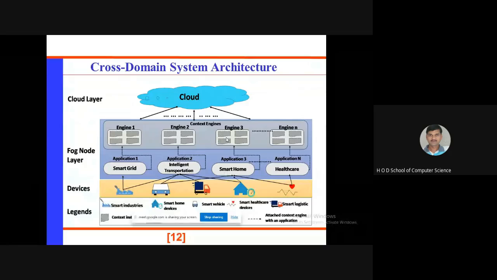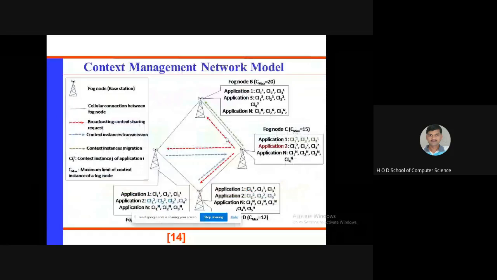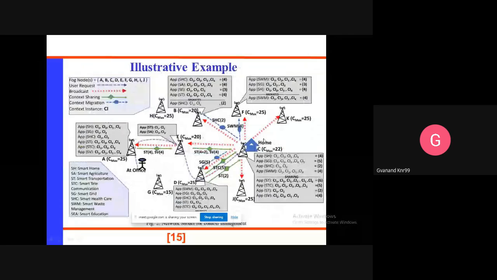Then I'll move to this particular diagram. This is the context management network model. Now here, this is the model, and I'm going to discuss the detailed picture as well. The figure looks like the base stations are treated as fog nodes. Then there are some applications. I'll come to this. Yeah, this is an illustrative example.